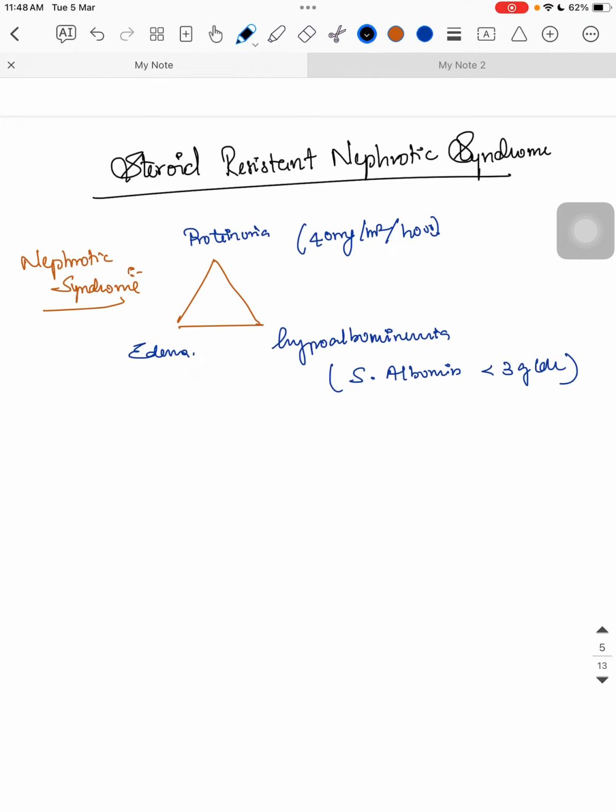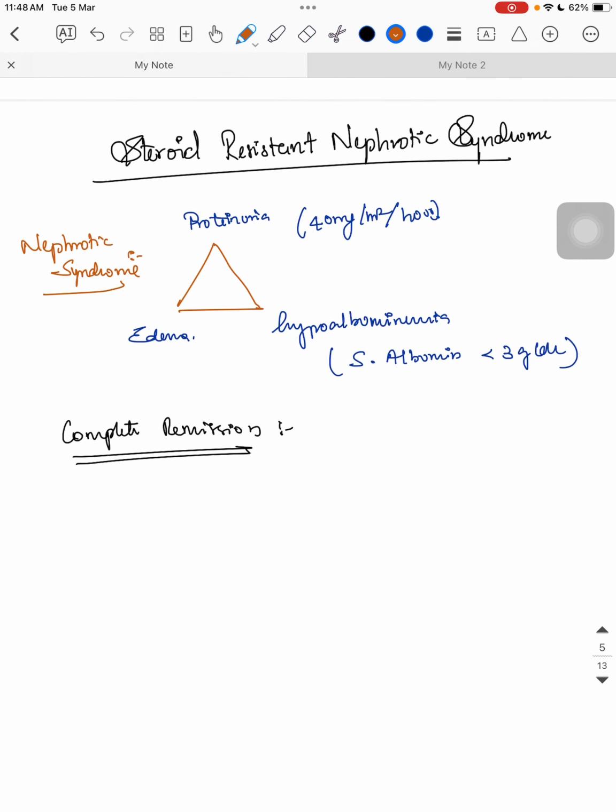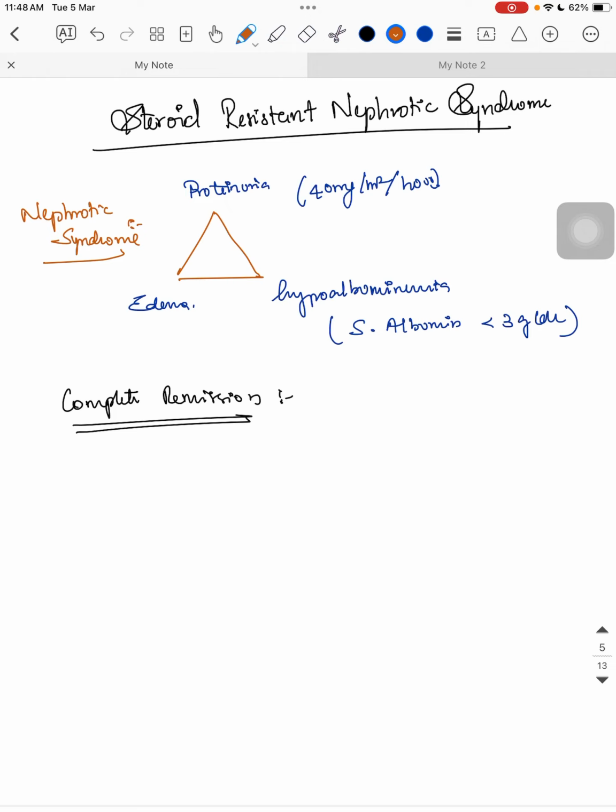Before that, what is complete remission in a steroid sensitive nephrotic syndrome? When do you call it a complete remission? Complete remission is after 6 weeks of treatment with prednisolone at a dose of 60 mg per body surface area, that is 60 mg per meter square per day.